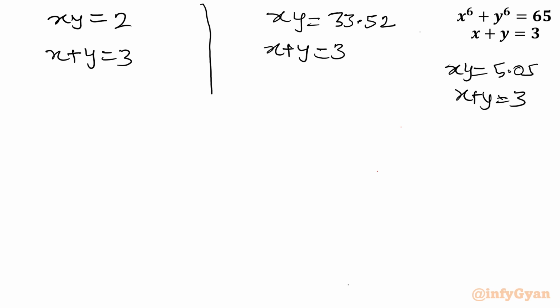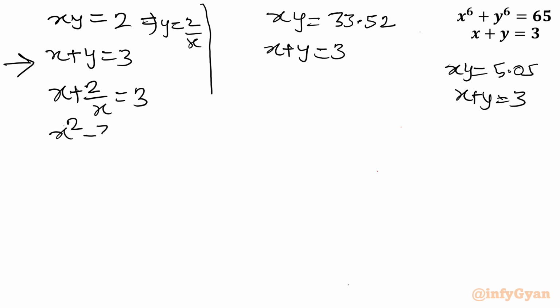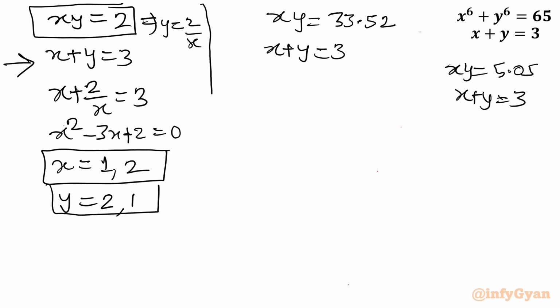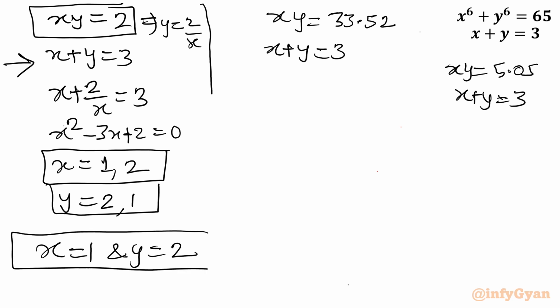Okay, if I solve, see, I am writing y is equal to 2 by x. So I will write x plus 2 by x in this equation equal to 3. Multiply by x: x square minus 3x plus 2 equal to 0. So I will get x is equal to 1 and 2. xy is equal to 2, this equation is true, product is 2. So if x is 1, y is 2; if x is 2, y is 1. So the answer is ready, x 1 and y 2. One answer is clear. Now let's verify whether we are getting real values from here or not.